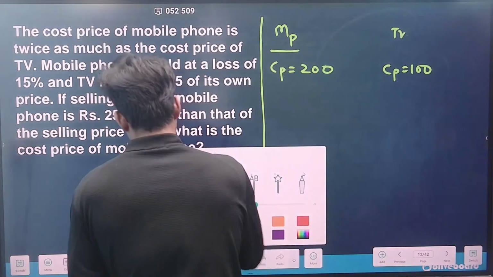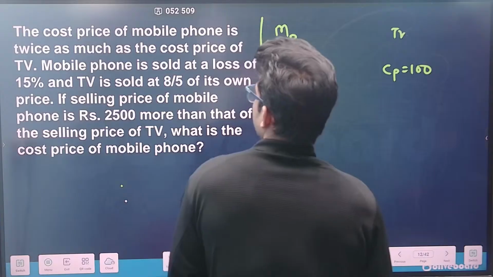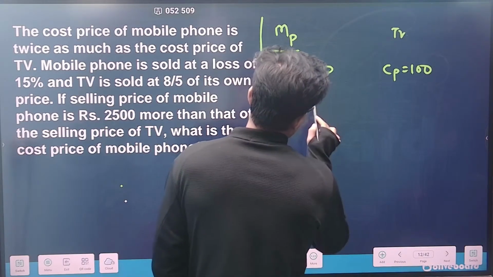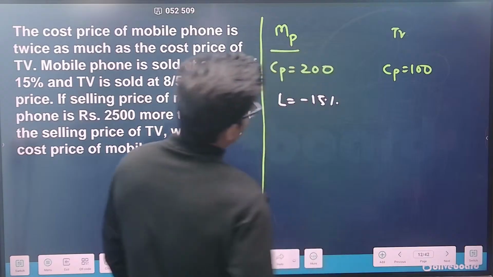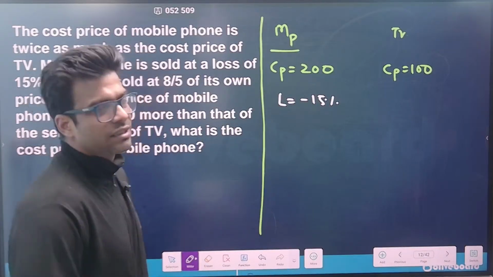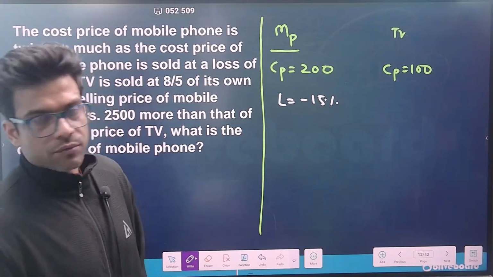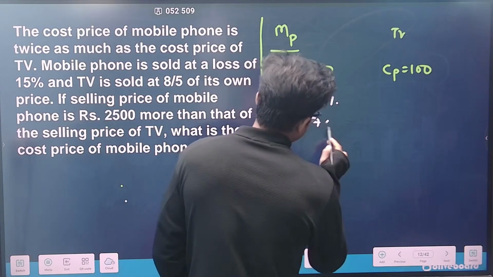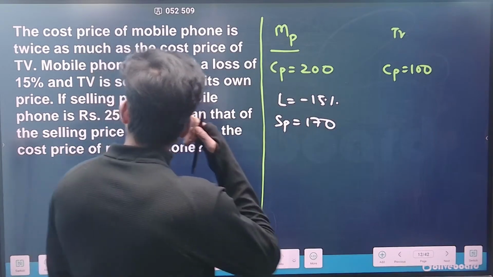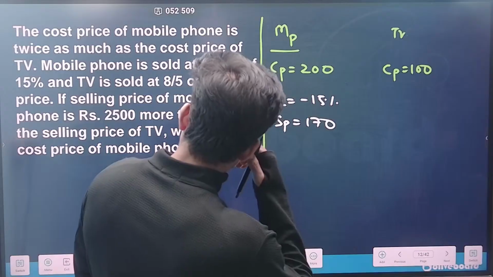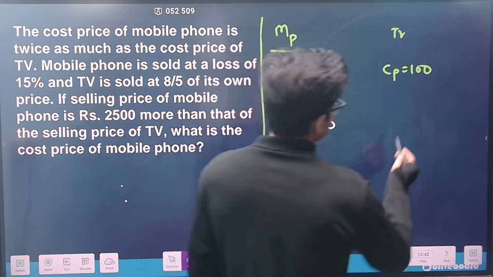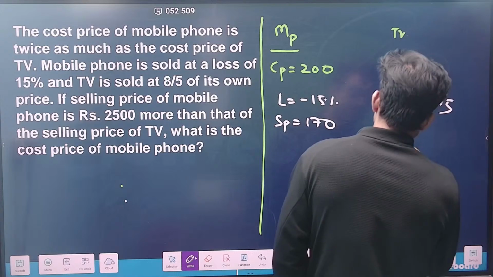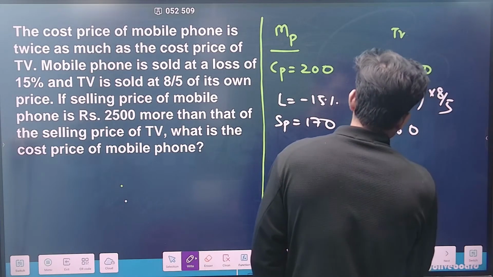Now let me make you the other point. The mobile phone is sold at a loss of 15%. So loss of 15% means 15 of 200 is 30. The loss of 30 would give me how much? 170. So the selling price would be 170, isn't it? Yes. Okay. The TV is sold at 8 by 5th of its own price. So 8 by 5th of 100, you will get 160, isn't it? The selling price of the TV.